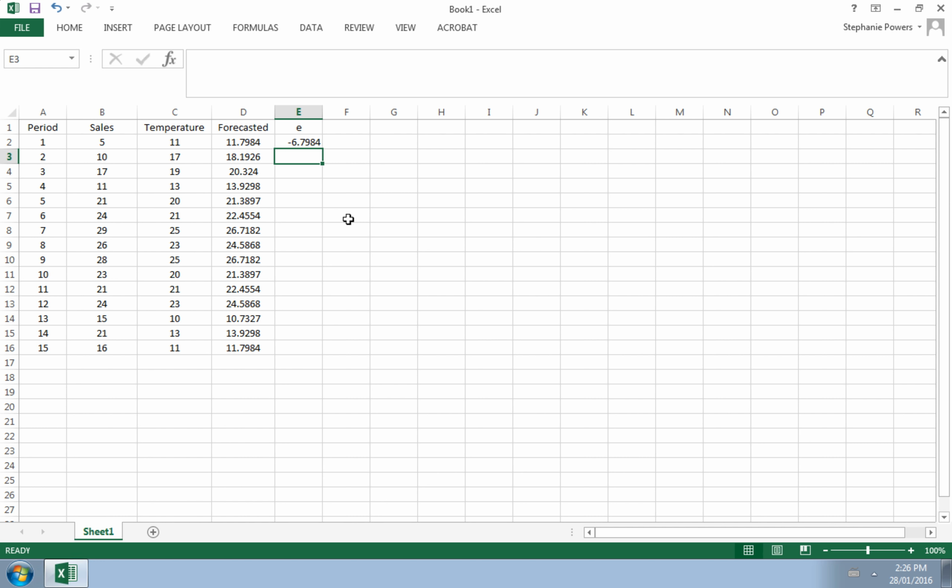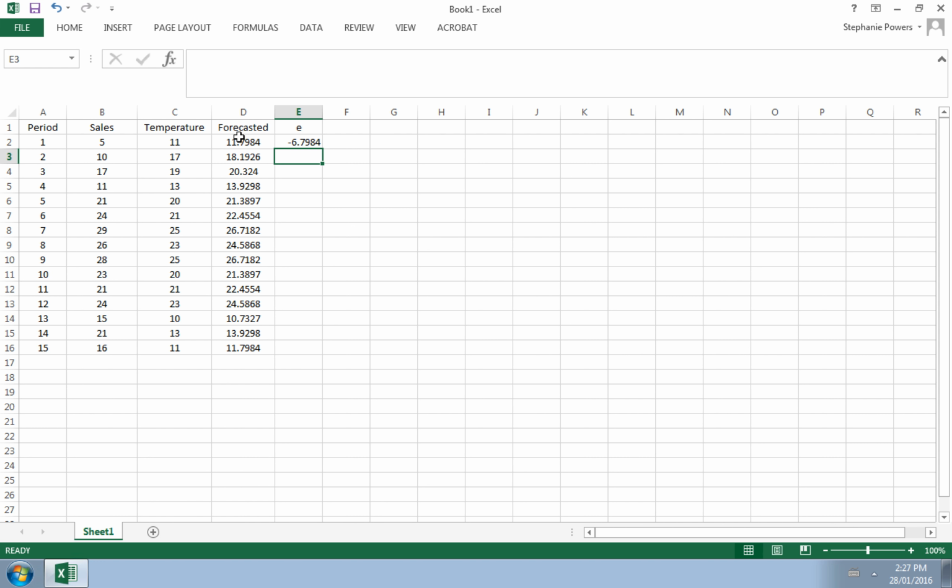So we find that on day 1, we actually sold 5 cups of lemonade. Our model that we created from data prior to day 1 anticipated that we would sell 12 cups of lemonade that day. And so we can see that our forecasting error is negative. That is, we forecasted higher than it actually was.